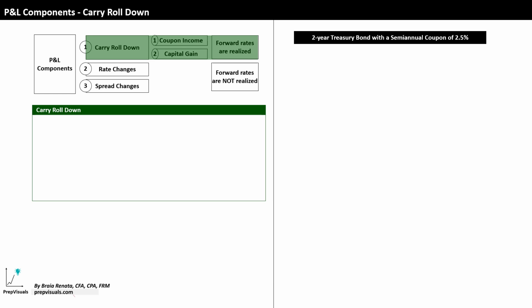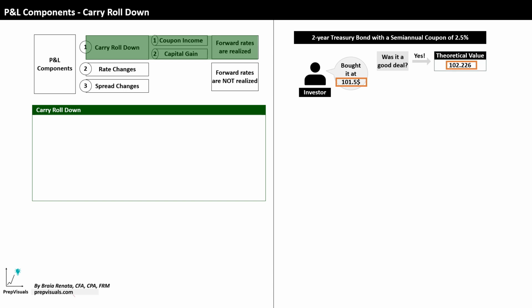And remember from my previous lesson about the spread, we had this investor that has bought this bond at $101.50. And remember that in that lesson we assessed whether this was a good deal by calculating the theoretical value. And as you can see, the theoretical value is higher than the price the investor purchased this bond for. So was it a good deal? Definitely yes. So this investor was a happy investor.